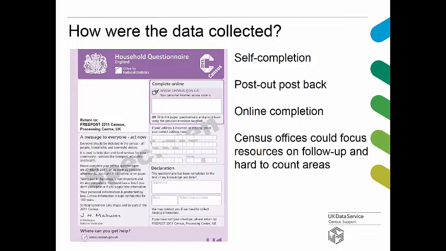Next time round, in the 2021 census, they will be having online completion as the default method. So by using post out and post back, as opposed to sending people out to deliver and collect forms, census offices could focus their resources on areas that are hard to count.